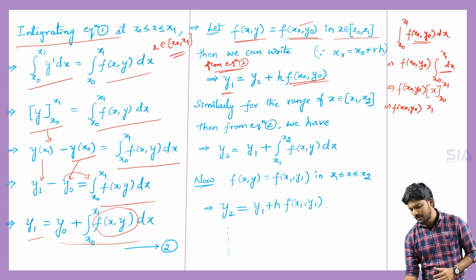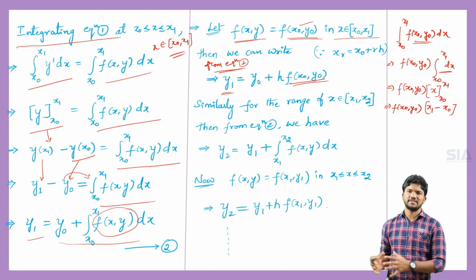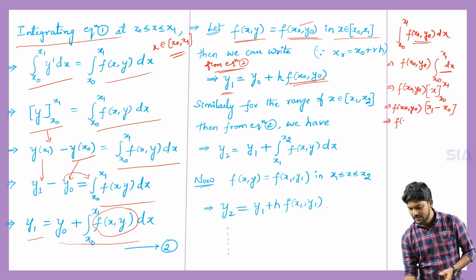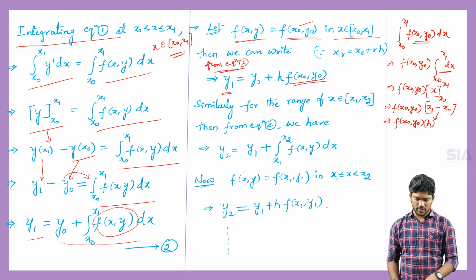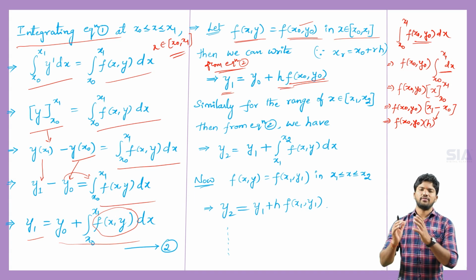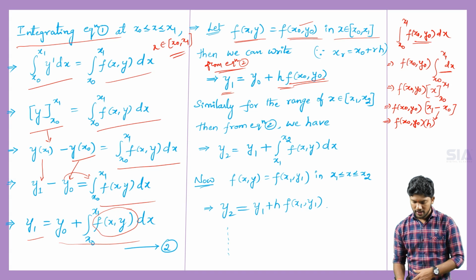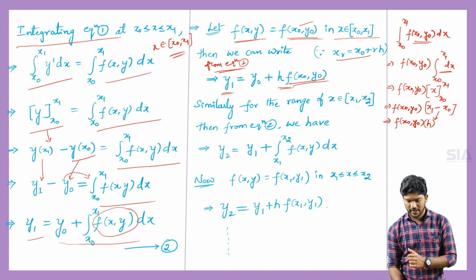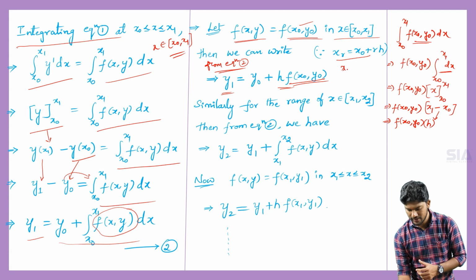Now apply the upper limit x1 minus the lower limit x0 for small x, so x1 minus x0. What you will get is the value small h, because x1 minus x0 is small h. That is what I am writing here: h into f of x0 comma y0. Here you know very well this formula, x suffix r is equal to x0 plus rh. For example, if you substitute r equal to 1, x1 is equal to x0 plus h.